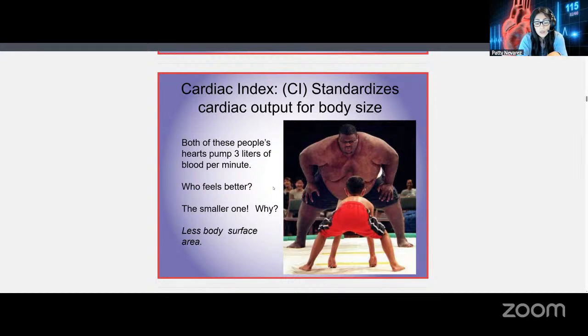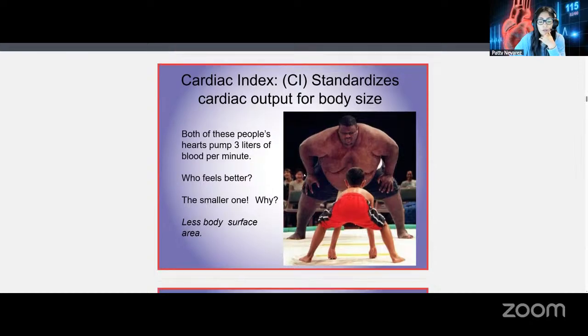So this person, I don't know how tall or how big he is, but I know he should be somewhere around 5 or 6 liters, right? So if he's having 3 liters per minute, that's a problem for him, right? He's not having enough irrigation to his body.